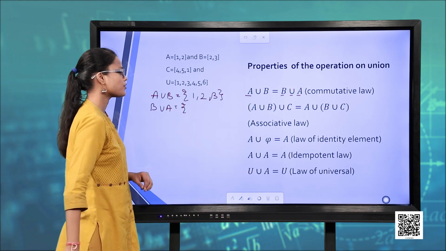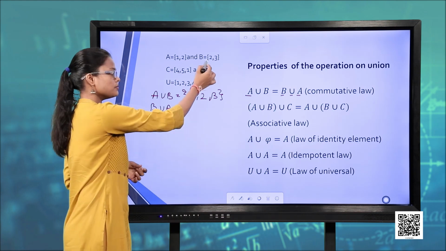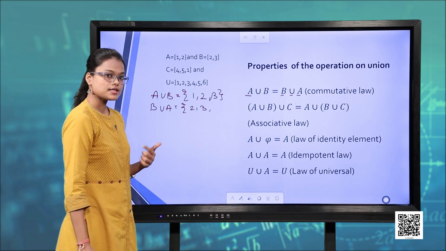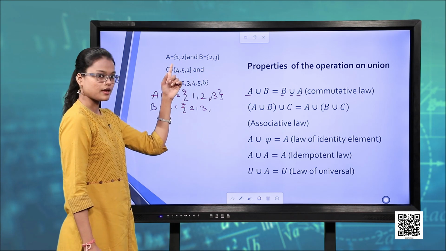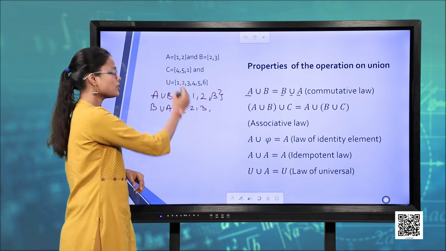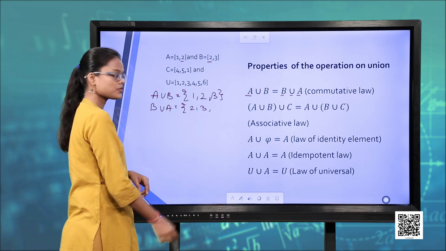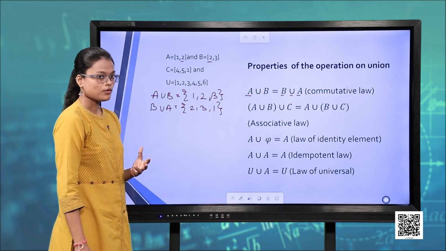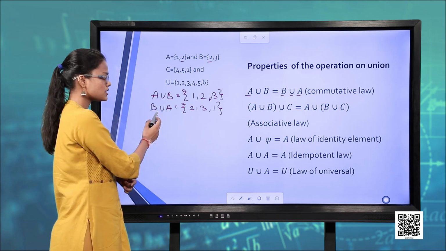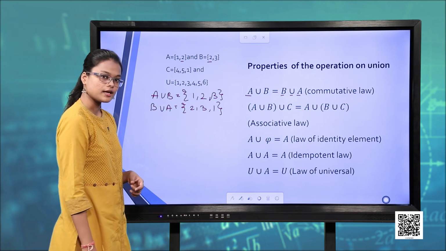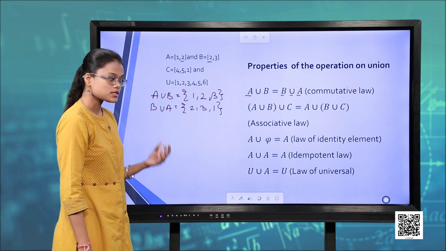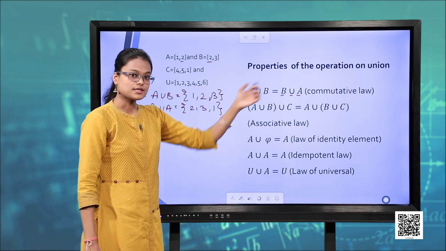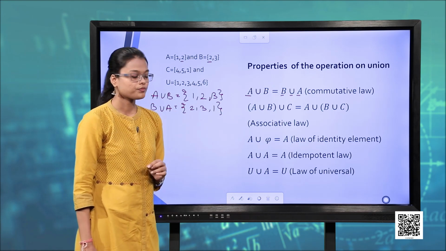You may see on finding out B union A, B is 2 and 3, adding the distinct elements that are in A which are not in B. 2 is already there in B, so we will only add 1 in it. Now it is clear A union B is equal to B union A. So this shows that the operation union satisfies commutative law.